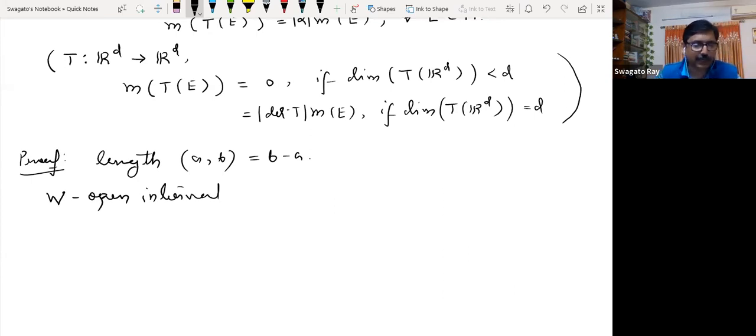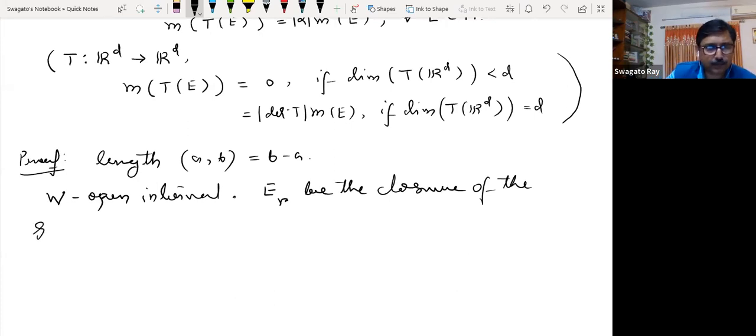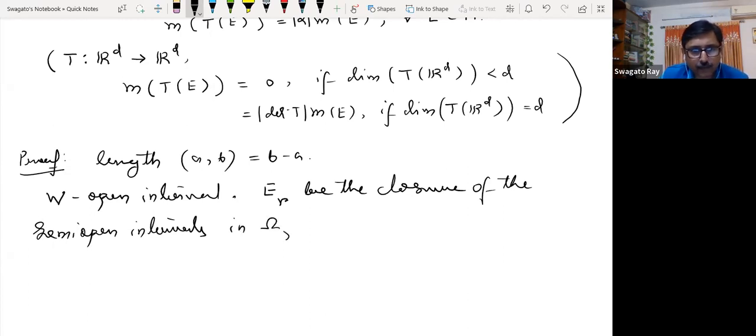This part of the proof is slightly complicated. Let E_R be the closure of the semi-open intervals from omega R which lie in W.